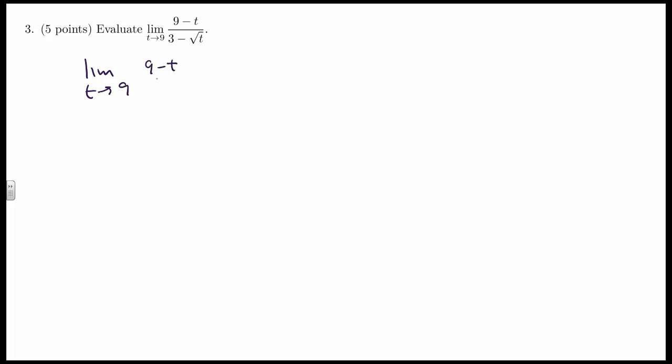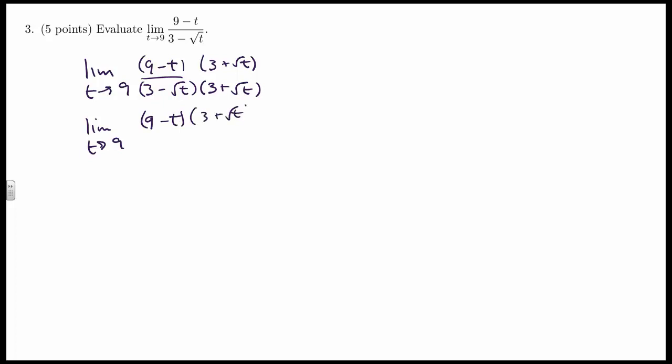find some sort of algebraic manipulation to keep this from happening. We'll do that by multiplying both the top and the bottom by the conjugate of the denominator. When we do that, we get on top 9 minus t times 3 plus root t. But on the bottom, we have a difference of squares, and we get 9 minus t.